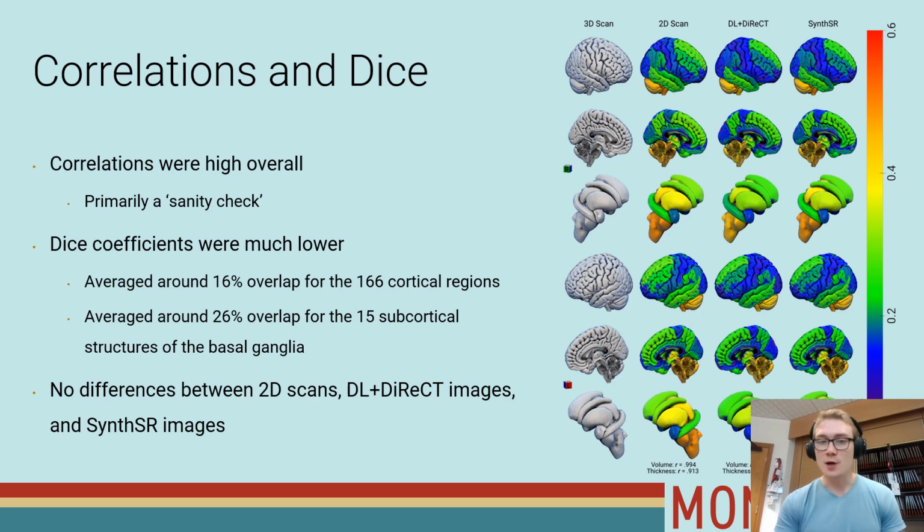Firstly, correlations were high overall. This was mostly done to check that there had been no catastrophic biases present, but unfortunately, it doesn't really tell us a huge amount about the relationship.